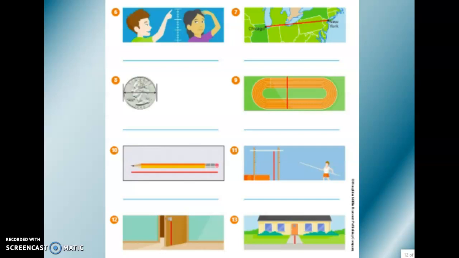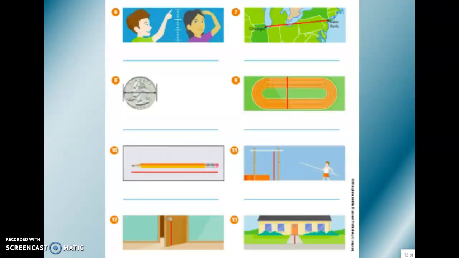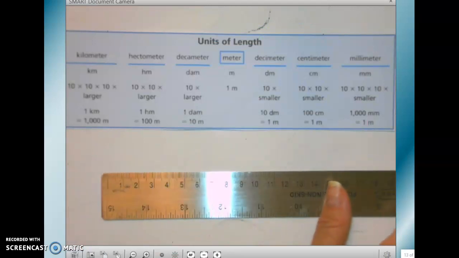So, should I measure height in decimeters, maybe tenths of a meter stick, and count how many decimeters she is? Should I measure her in centimeters? Think about that. If I measure her in centimeters, what would that look like? Let me show you again, to remind you what a centimeter looks like. Okay, a centimeter is from 1 to 2.